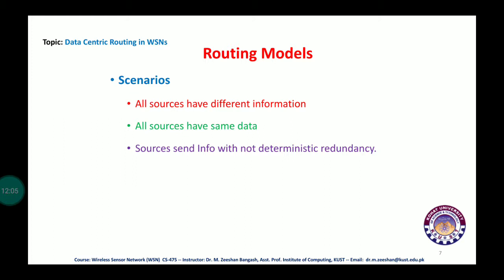Whenever we look into any communication model in a wireless sensor network, there might be any of the scenarios shown on the slide: whether all the nodes are observing the same phenomenon and sending the same information, or sending different information based on the location of the sensor, or sending information with non-deterministic redundancy. So we have to categorize or classify the scenario while looking at the design of a wireless sensor network.